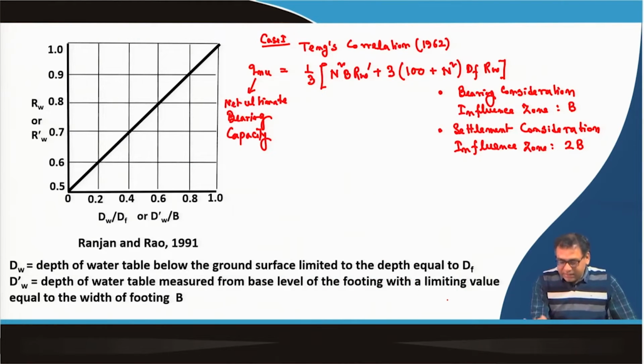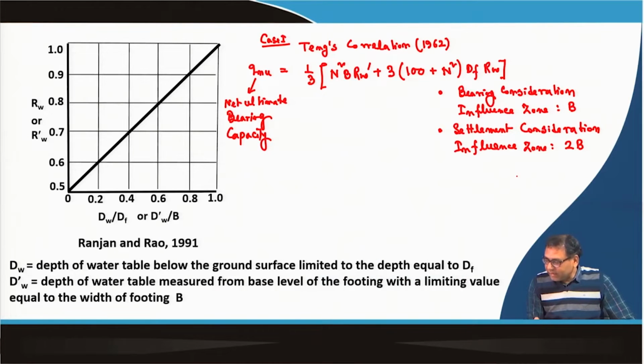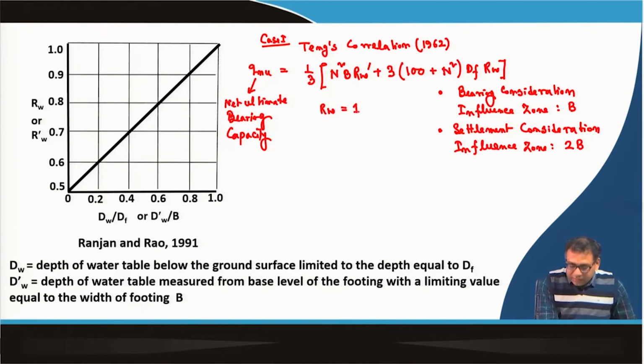So, now we got the average N value. Now, we have to determine the Rw' and Rw, and the water table position is below the base of foundation. So, as I mentioned, our Rw will be 1, because in that case dw will be equal to df. So, that is equal to 1. So, the corresponding Rw is 1 because the water table is below the base of foundation.